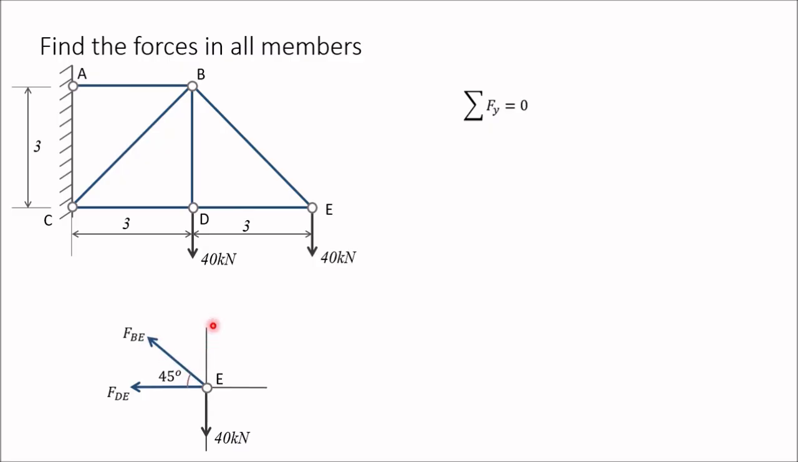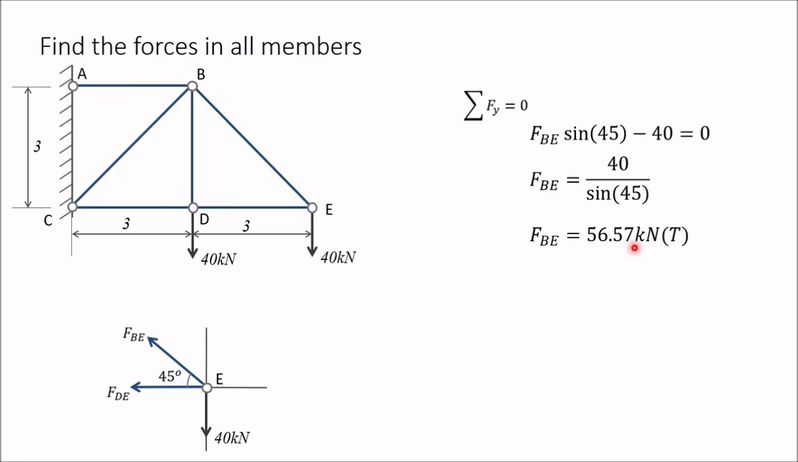So the vertical component of FBE is FBE sine 45, positive, and 40 kilonewton negative. So what you are getting: FBE sine 45 minus 40 is equal to 0. Therefore, FBE is equal to 56.57 kilonewton. Positive sign indicates tension member.